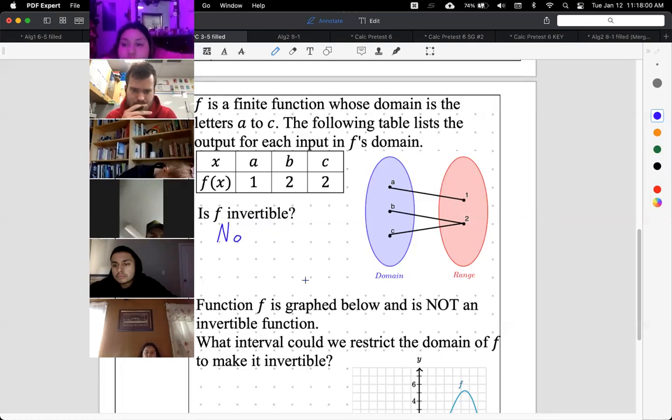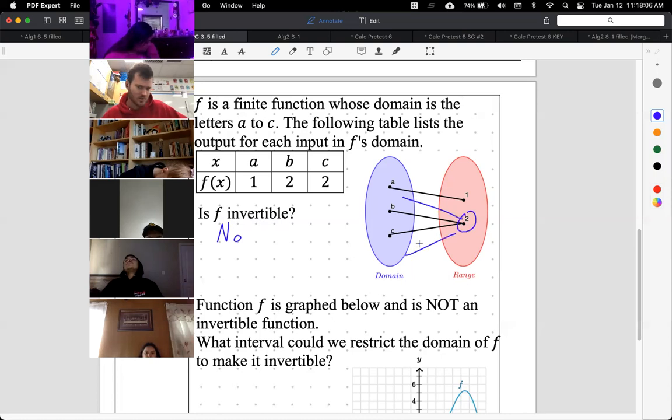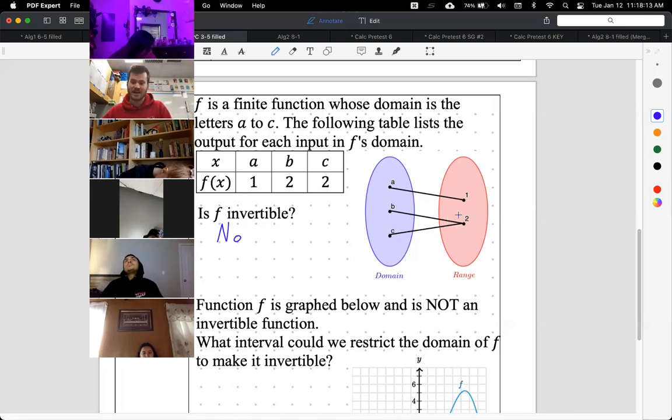Like they share 2 together? Yeah, B and C, they share 2, which means if I went backwards from 2, I wouldn't know to go to B or to C. I have more than one output for, so this output has 2 inputs. I can only have 1 input for every 1 output.